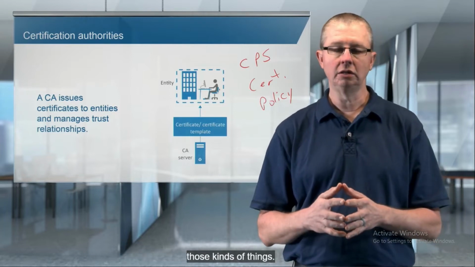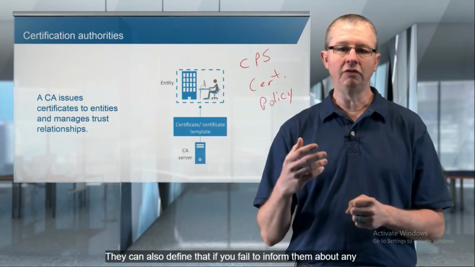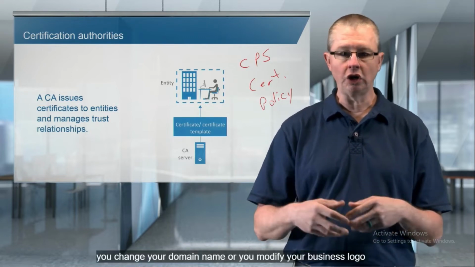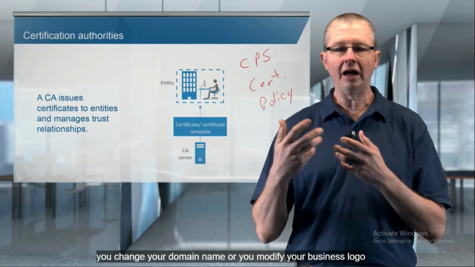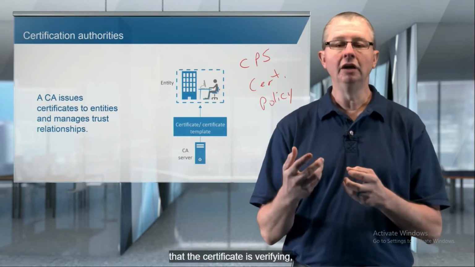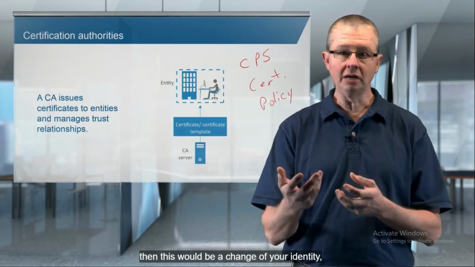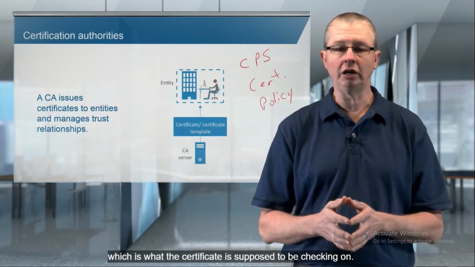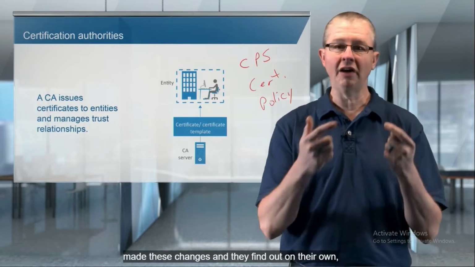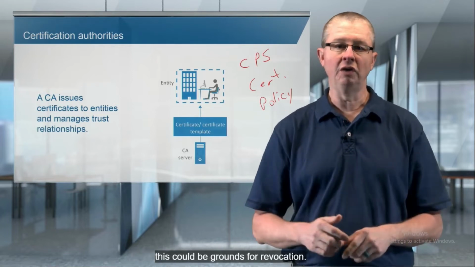They can also define that if you fail to inform them about any type of identity change, like say you change your domain name or you modify your business logo or some way that the certificate is verifying, then this would be a change of your identity, which is what the certificate is supposed to be checking on. And if you fail to notify the certificate authority of these changes and they find out on their own, this could be grounds for revocation.